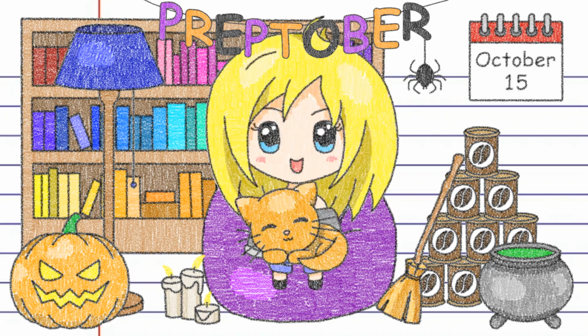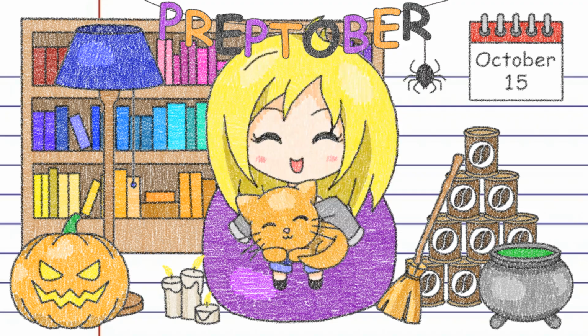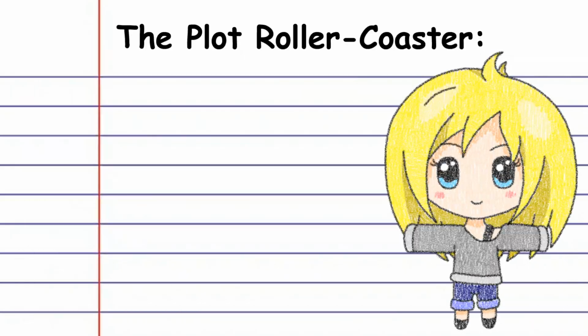Yesterday we took a more in-depth look at the jot bin pants method, and today we are going to be looking at the most basic of plot outlining methods known as the plot roller coaster. So what is the plot roller coaster and how exactly does it work?